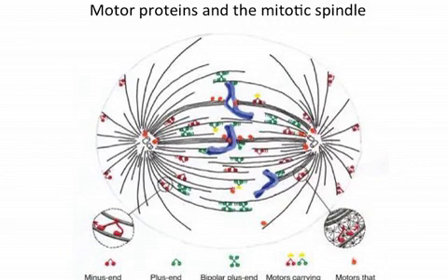Okay. Motor proteins in the mitotic spindle. We keep talking about mitosis and how important microtubules are in mitosis and the formation of the mitotic spindle. There are also motor proteins involved, more in formation of the mitotic spindle than in actual chromosome segregation.